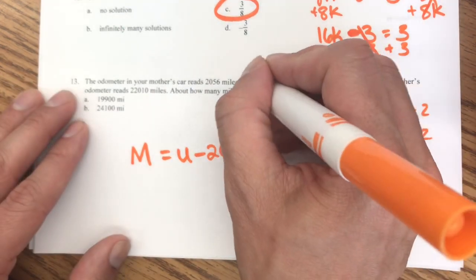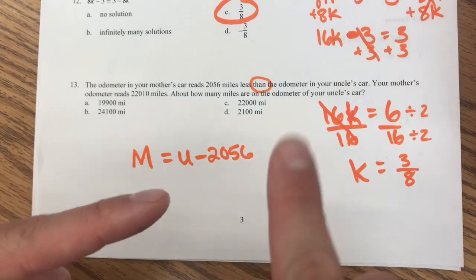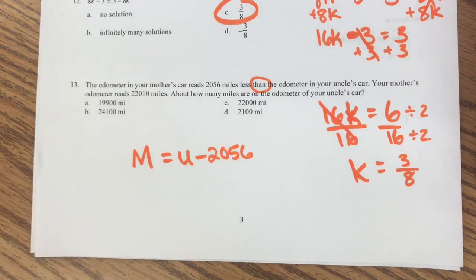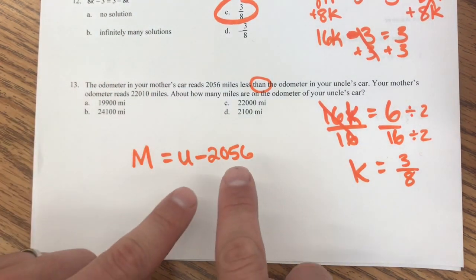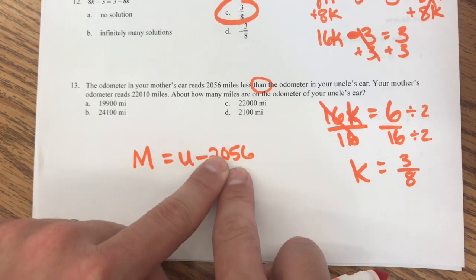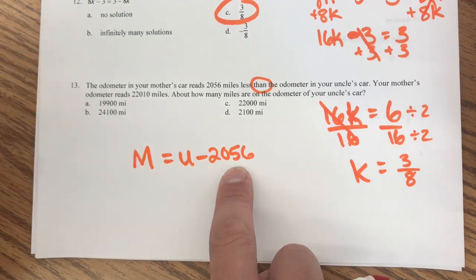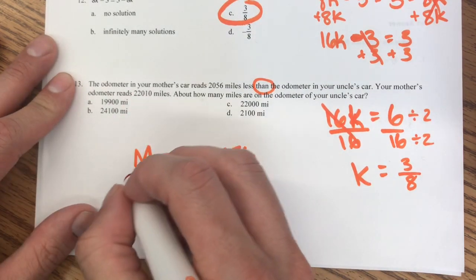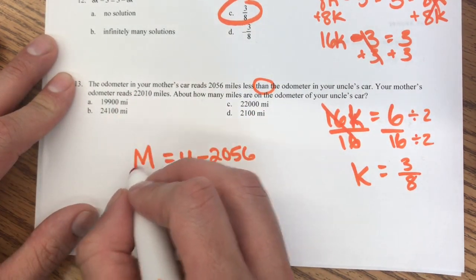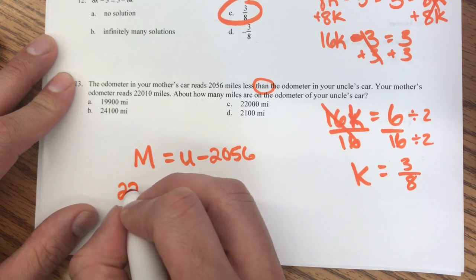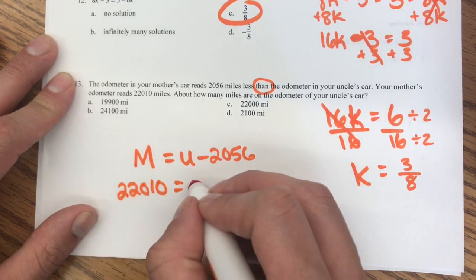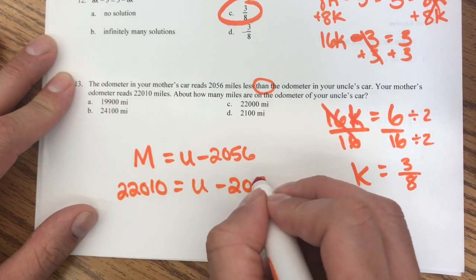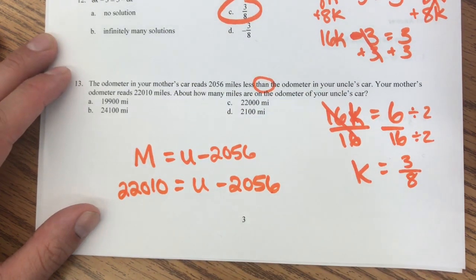A trick that sometimes I like to use is if you see the word than, swap the numbers. We're not going to do that here. Plus, if you wrote it out like 2,056 minus u, you're going to get the same number, but it's going to be negative, and it's not going to make sense. Now, your mother's car has 22,010 miles, which means I can replace your mama's car with that number right there. And now what I have to do is solve for u, which is your uncle.